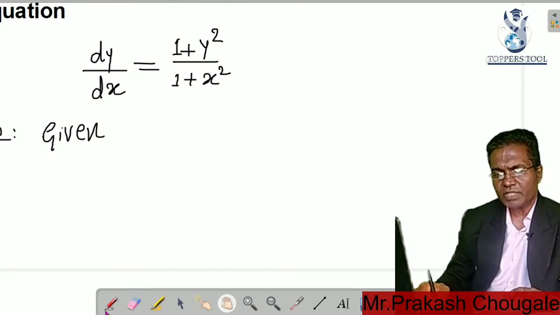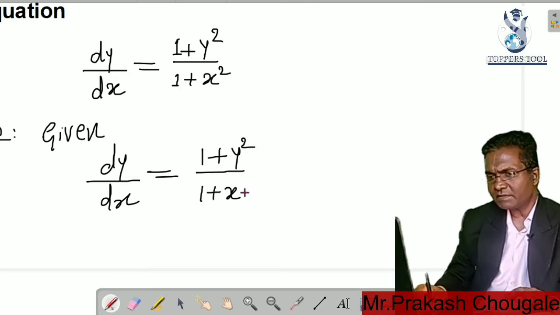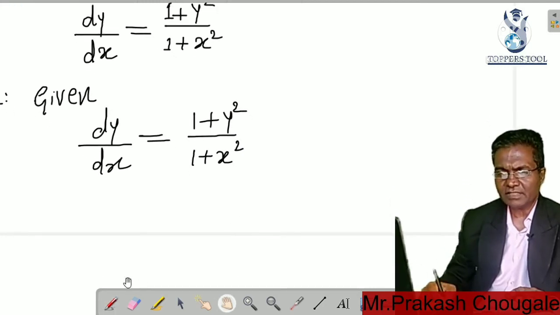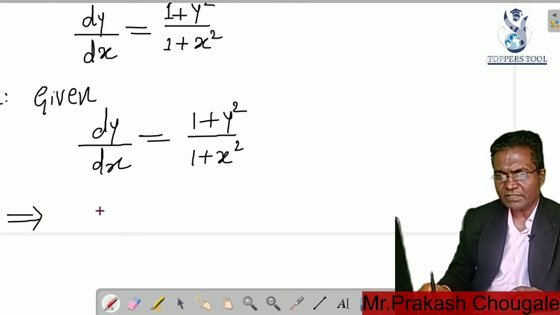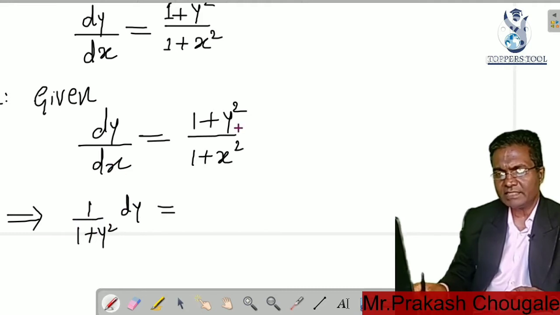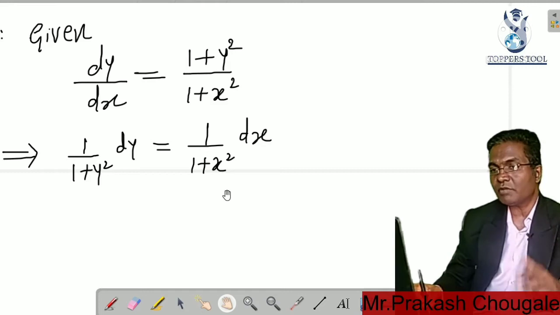Always you start with the given differential equation. Given dy by dx is equal to 1 plus y square by 1 plus x square. Now this implies, cross multiply: dx this side and 1 plus y square down this side. So I can write it as 1 by 1 plus y square into dy equals 1 by 1 plus x square into dx.